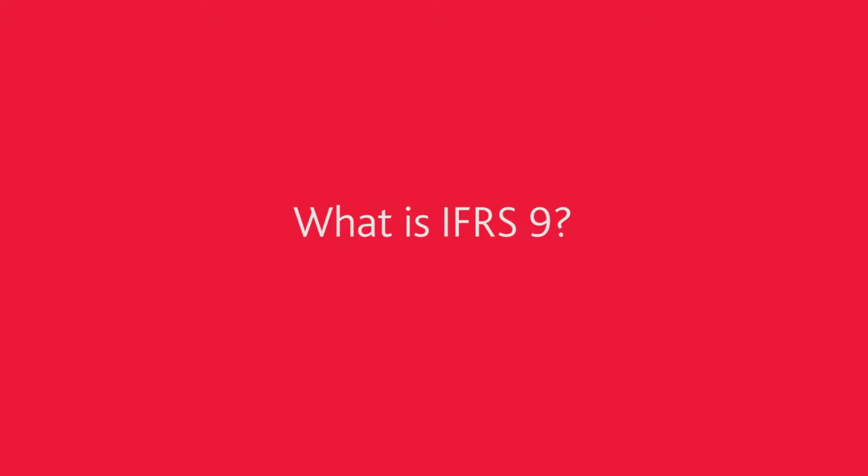IFRS 9 is the new accounting standard for accounting for financial instruments. It perhaps has the most significant effects for companies in the financial sector, but it is in fact a cross-sector standard. And that's because if you look at your balance sheet, you'll have trade receivables, trade payables, intercompany loans, and bank loans. And all of these are financial instruments, as are derivative contracts that you might take out, for example, interest rate swaps or foreign exchange forward contracts. So the scope is very wide indeed, and it's going to go across all companies in every sector.